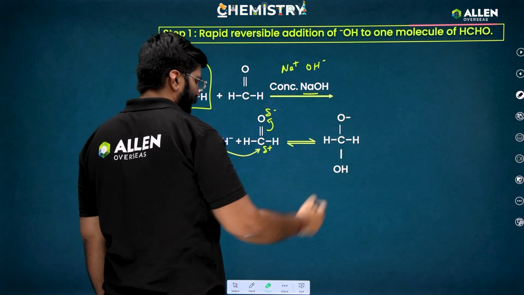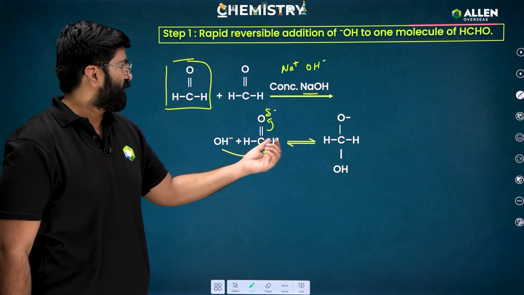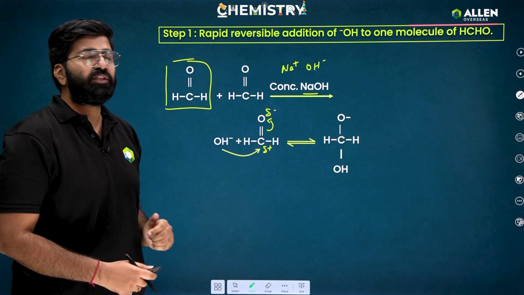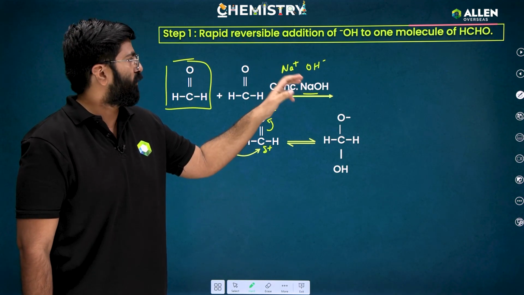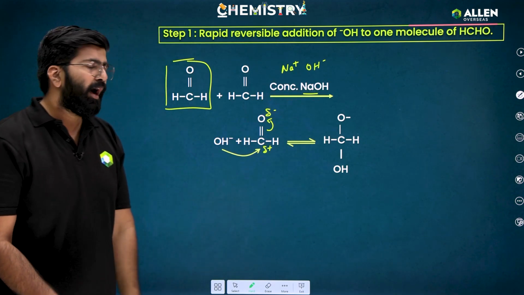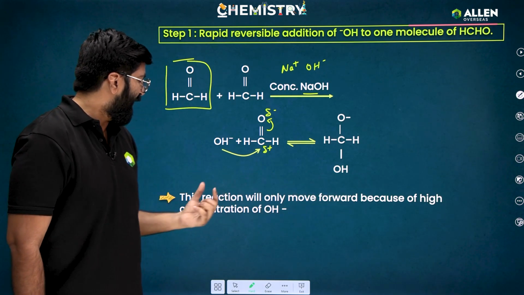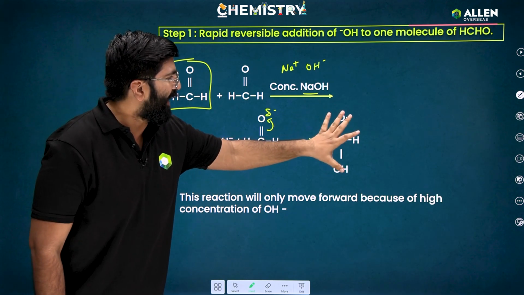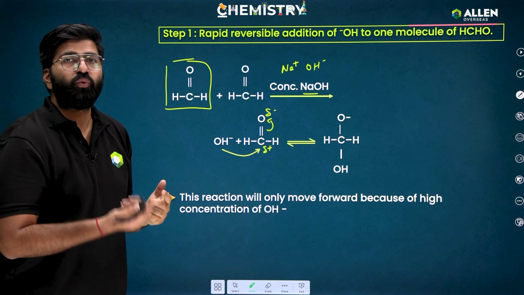Now, the next thing, once we get this: over here, you have to keep in mind, this is a reversible addition of OH minus, but because it is in concentrated NaOH, the concentration of OH minus will be high. So that's why this reaction will only move forward, because of the high concentration of your OH minus. Okay, so once we get this, then what about this other aldehyde? What are we going to do about that?